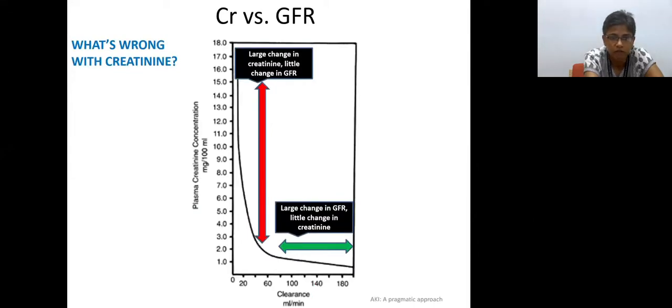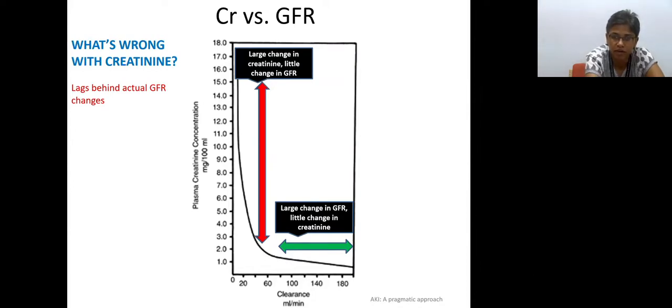If you look at this graph, you can see that for a large part, you can see a big fall in GFR. For example, GFR has fallen from 180 to around 60 without much change in creatinine. So creatinine is very insensitive in the early stages of a kidney injury. And thereafter, you will see a big jump in terms of creatinine, but the GFR hasn't fallen as much. So the problem with creatinine is that, first of all, it lags behind the actual changes in GFR. All right, so you would be late.